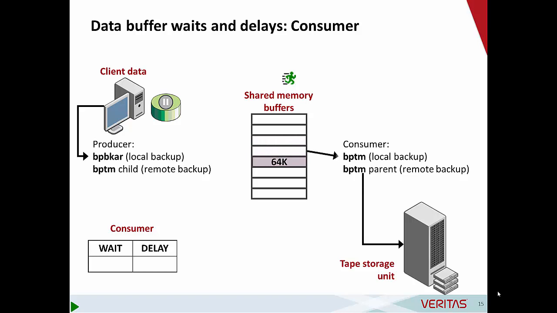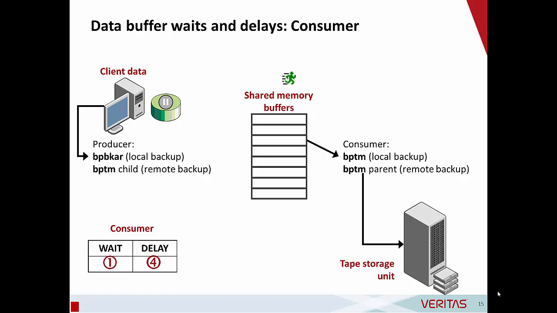The BPTM process on the media server is writing the data faster than it's coming in. Eventually the shared buffers are empty and the BPTM process has nothing to write, because data's not coming in fast enough from the client system. At that point, when the BPTM process has to stop writing because it ran out of data to write, it's going to start complaining about it in the logs. So I'm going to see waits and delays listed. A wait is a time during the backup that the process of writing data had to stop, and a delay is the length of time it had to stop for.